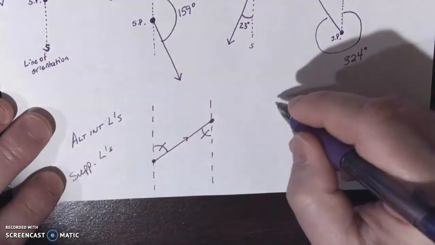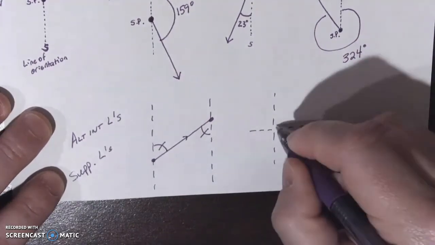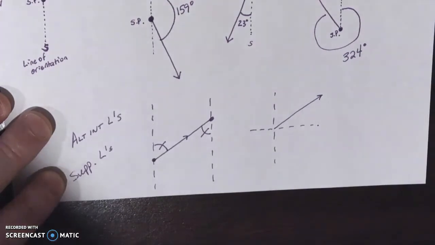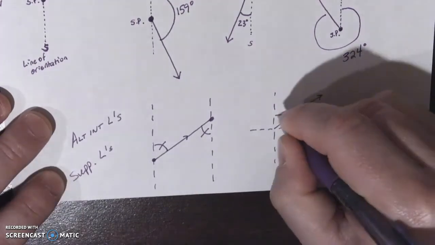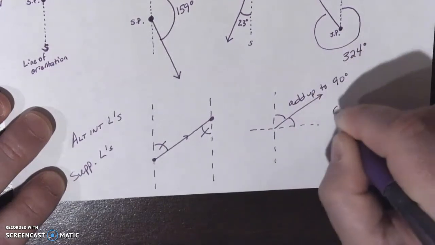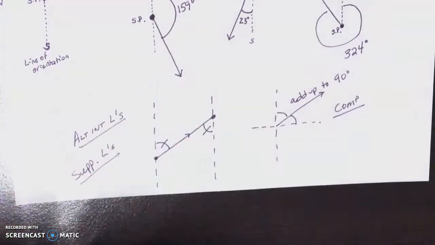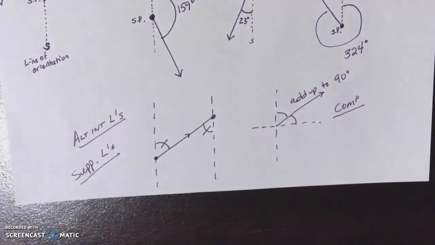A reminder: if we have a vertical line and a horizontal line, some sort of bearing here, these two angles would add up to 90. Those are complementary angles. So a little recap of geometry. You might see things like this when we get into these word problems.